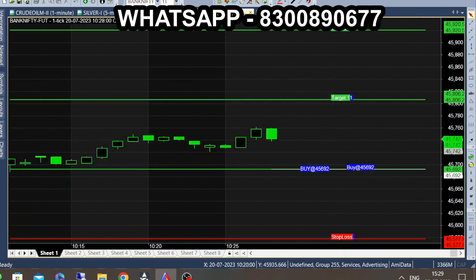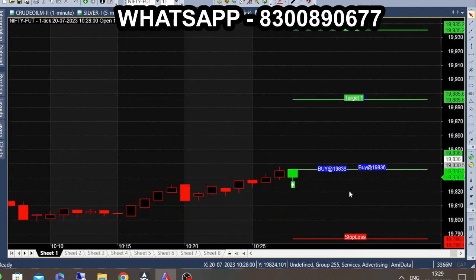In Nifty, a fresh call generated. Today it's an expiry day, a weekly option expiry day. After 10:25 on July 20th, a buy call began. That straight white line from the green color candle is the entry point line. Buy at 19,836. The first target is a 49 point target, the second target is a 99 point target. 19,885 is our first target range, 19,935 is our second target range.